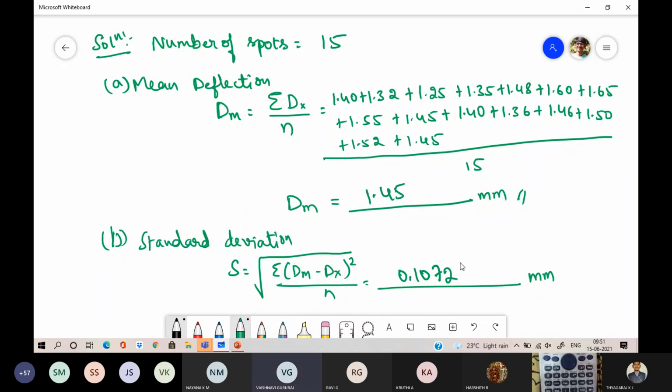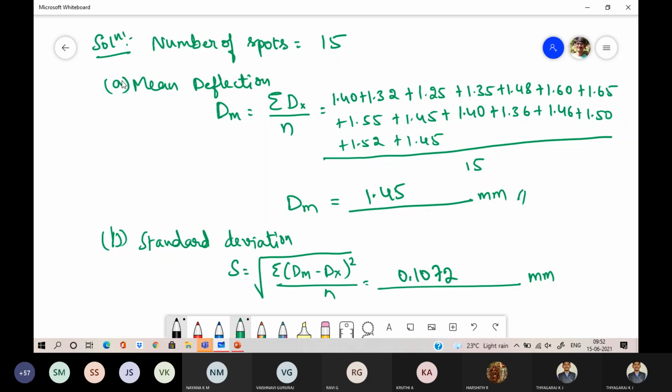Is it clear? Okay. Is it clear, right, everyone? You can use the formula also. You can use this method also. This is very simple. Writing the formula and directly using calculators. Is it clear? We have calculated the standard deviation.